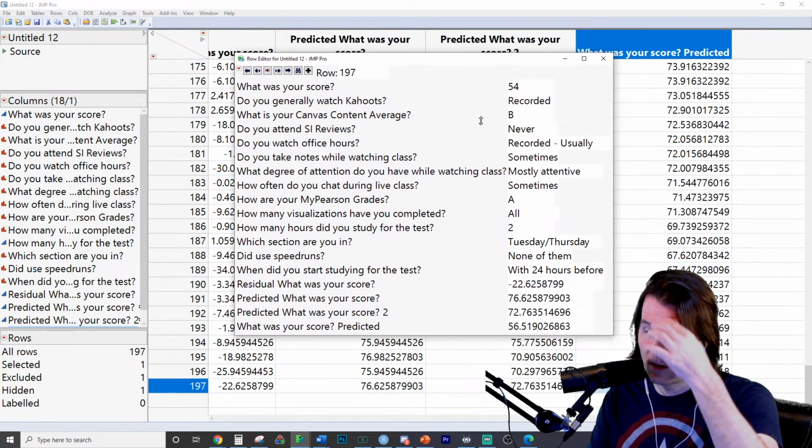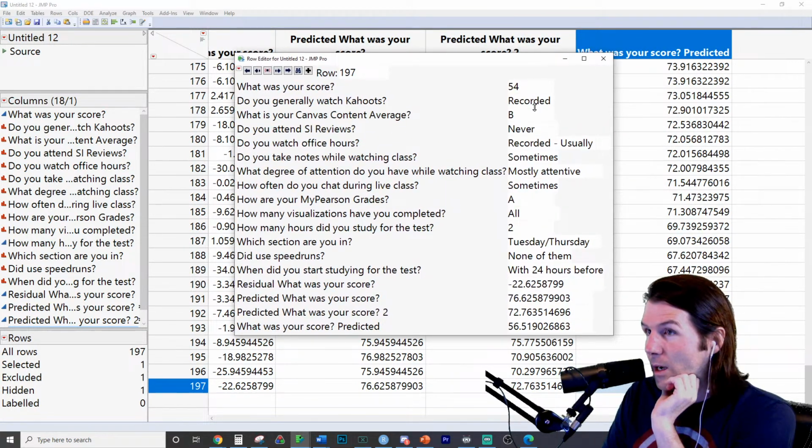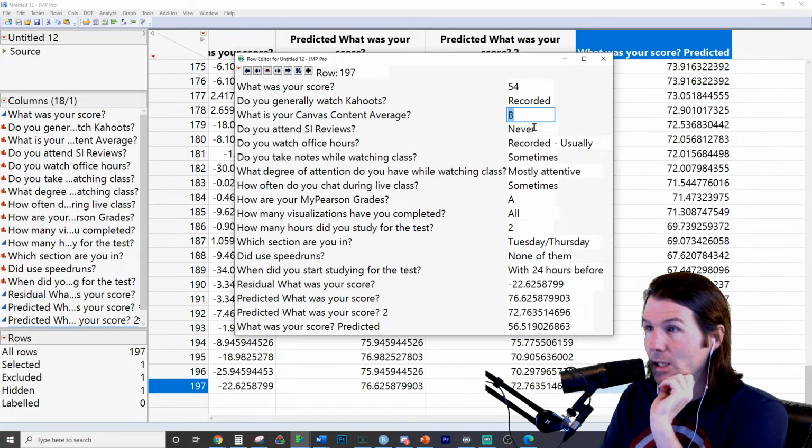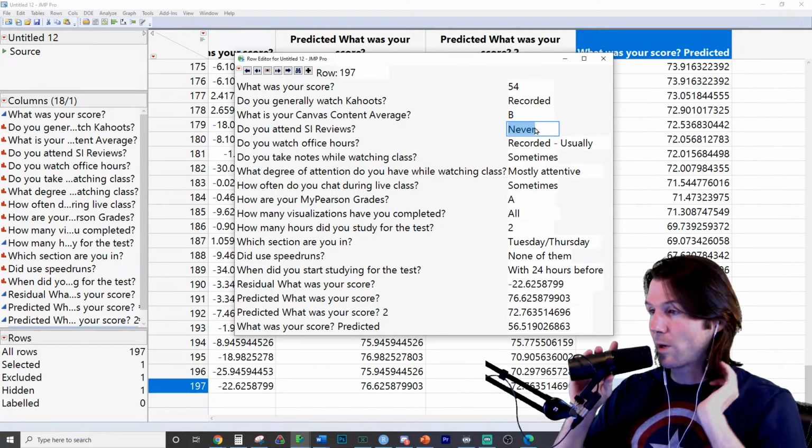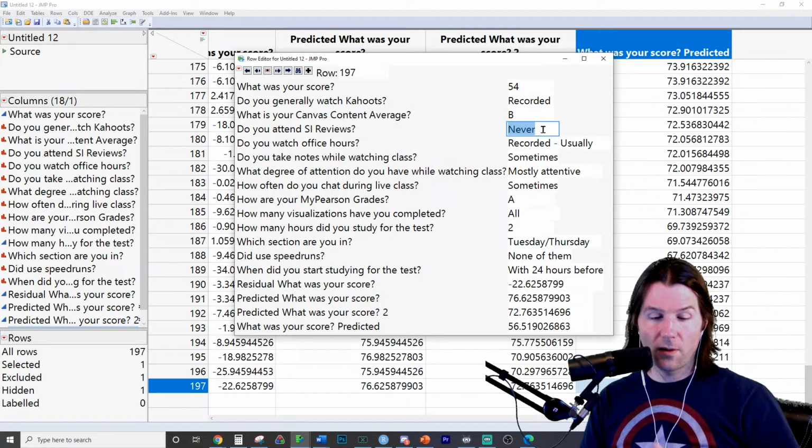So do you watch the Kahoots? They're watching the Kahoots recorded. What is your Canvas content average? A B. They do not go to SI. So we see, once again, I think SI is great. And they watch recorded office hours.